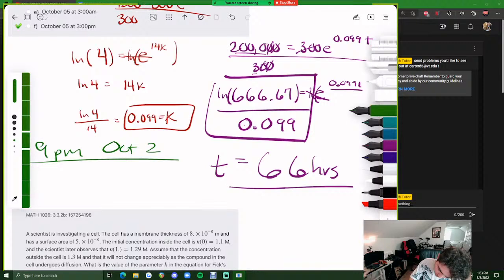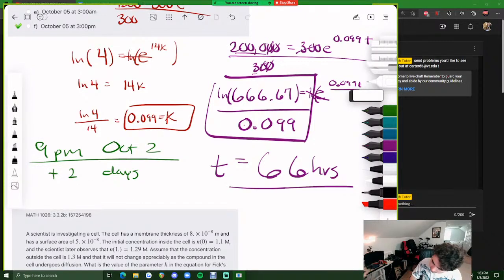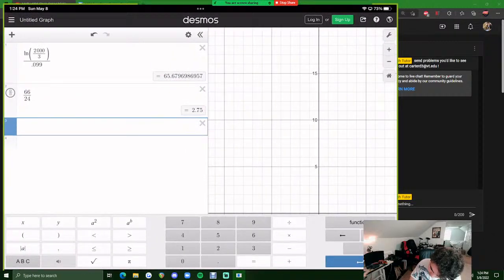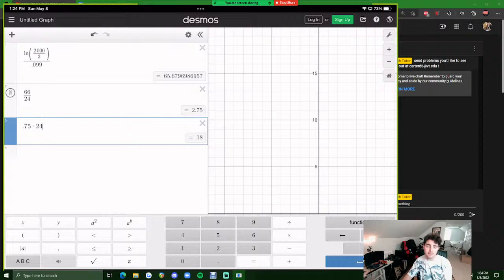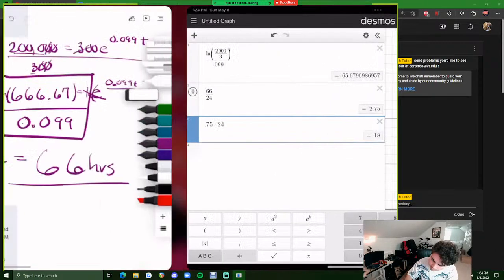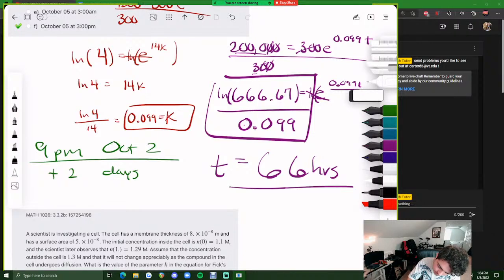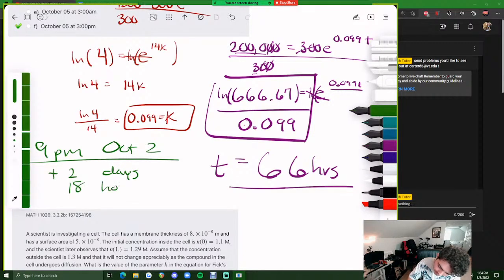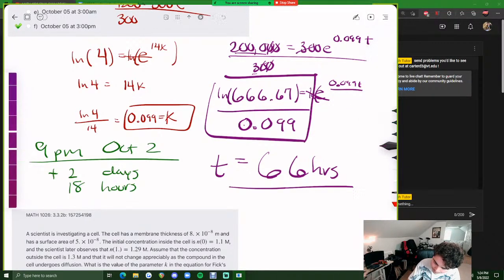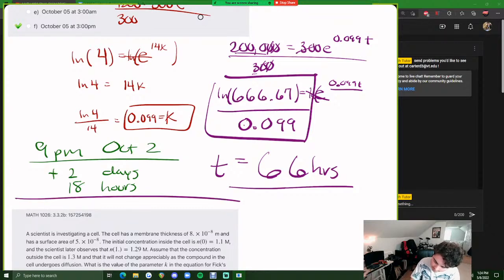We are adding 2 days and then 0.75 days. But we don't want to use 0.75 days. We want to figure out how many hours is 0.75 days. So what we do is 0.75 times 24. And it tells us 18 hours is the equivalent of 0.75 days. So really, 2.75 days is equivalent to 2 days and 18 hours. So this is what we're adding to October 2nd.